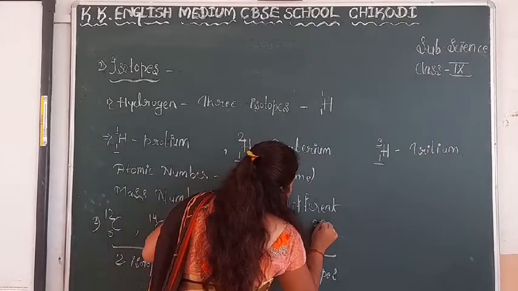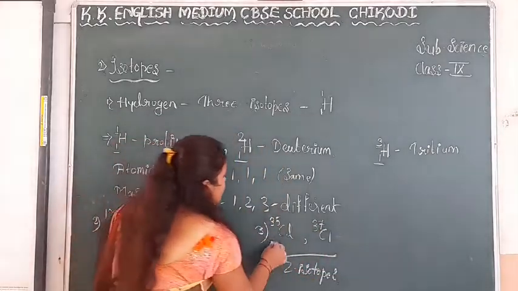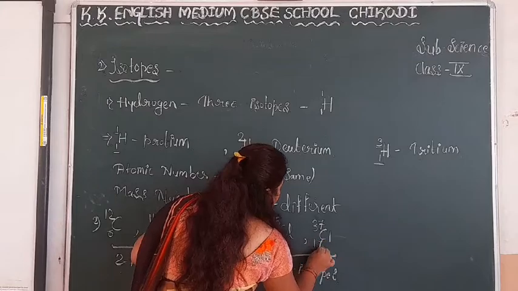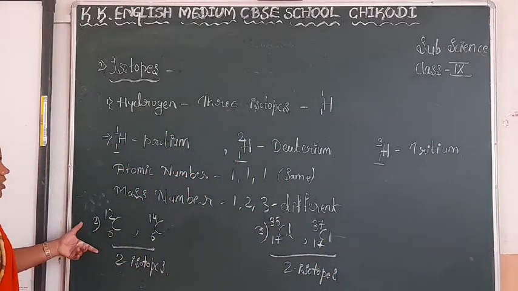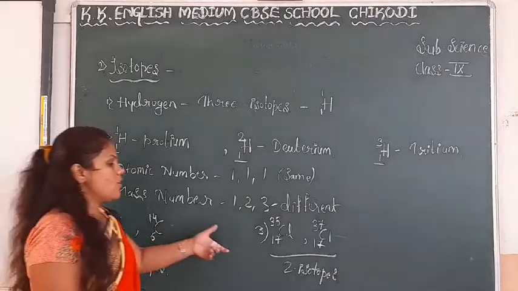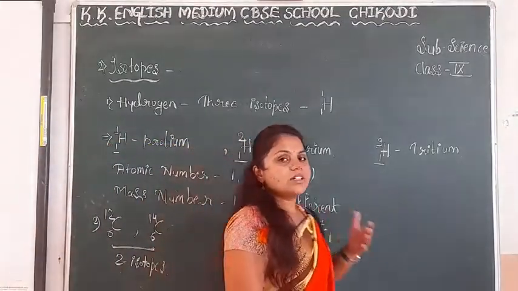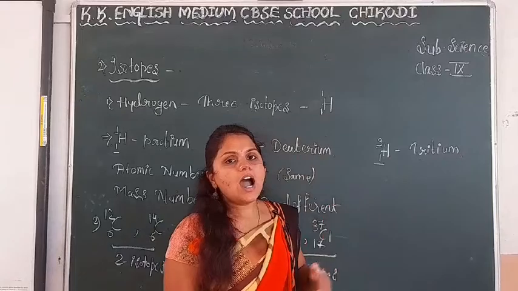(35) and 37. So what is the atomic number? It is 17 itself. So same atomic number and different mass number. You can observe here for carbon, you can observe here for chlorine. So certain examples you can take for the isotopes.